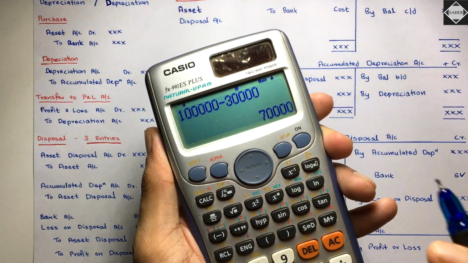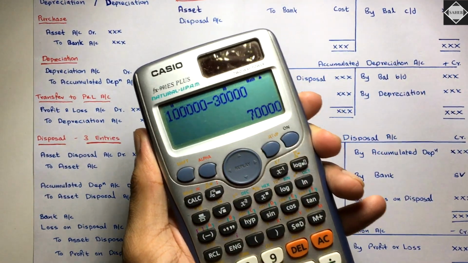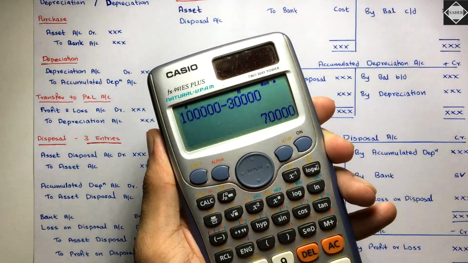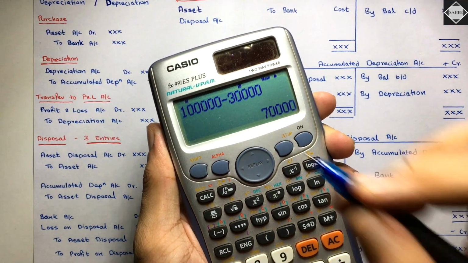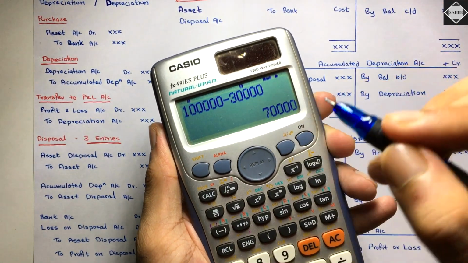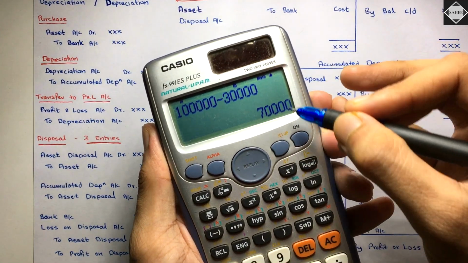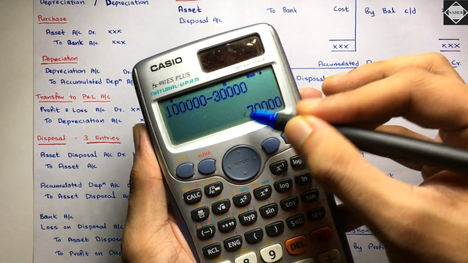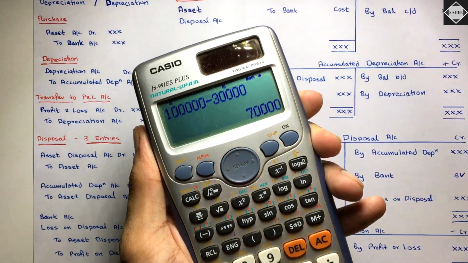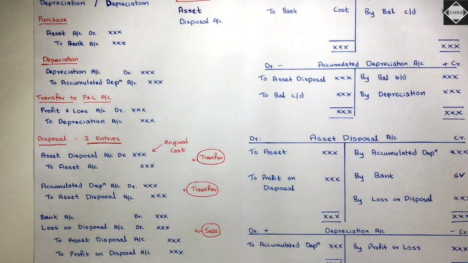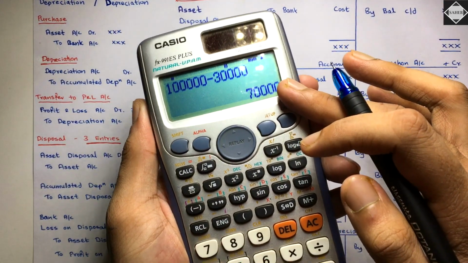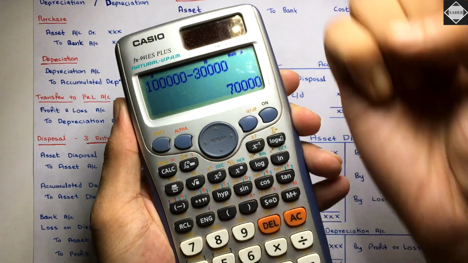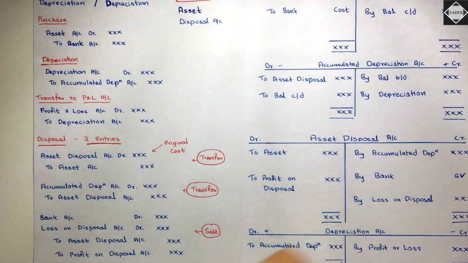First, you took the asset of 1 lakh into the asset disposal, so asset disposal increased. Then accumulated depreciation was also taken, but accumulated depreciation over here is negative. So minus 30, it becomes 70,000. Now this is the WDV of the asset in the asset disposal account, isn't it? Now this 70,000 you have to compare with the money you will receive by selling the asset. Let's see the following entry.